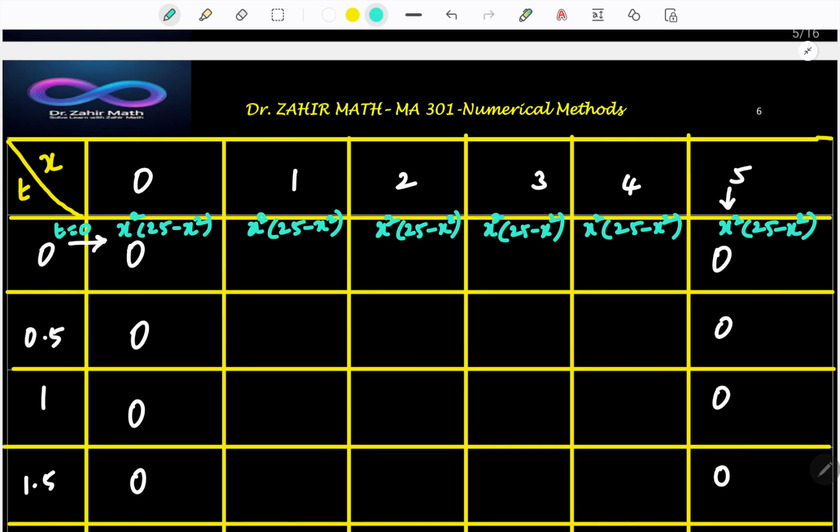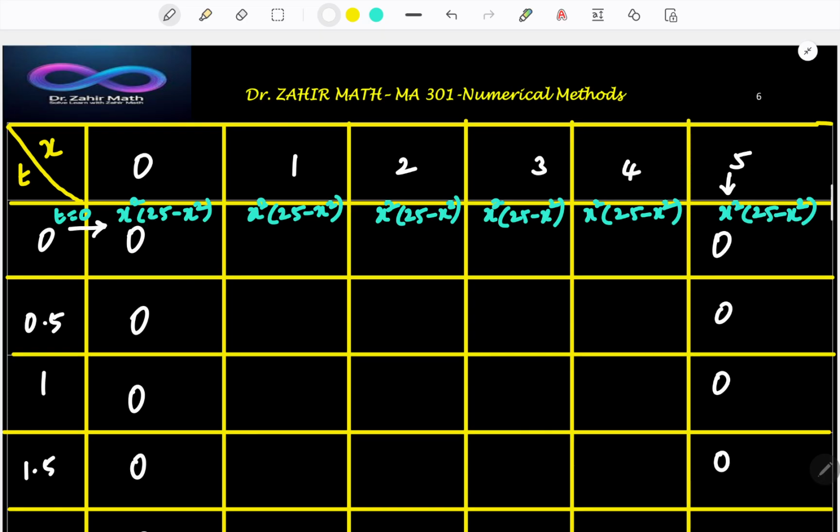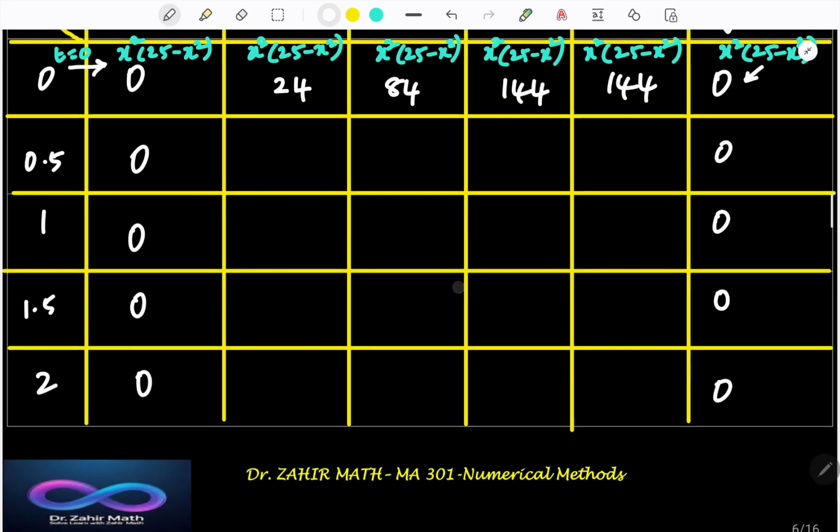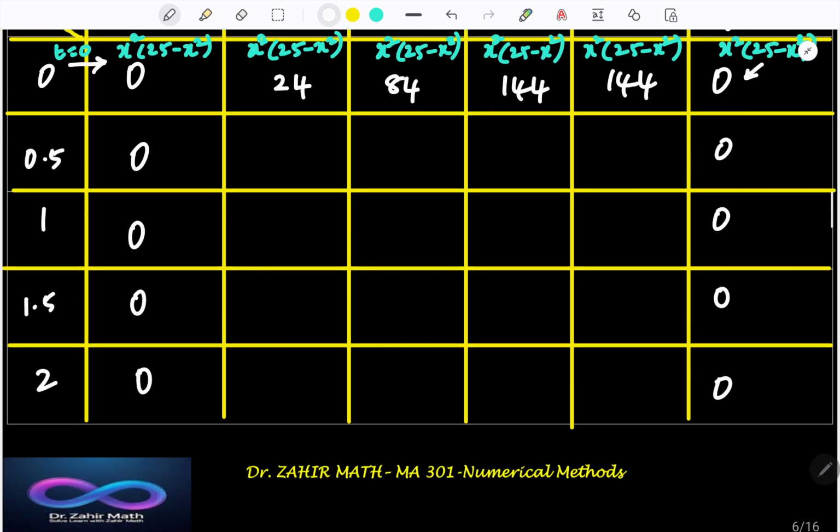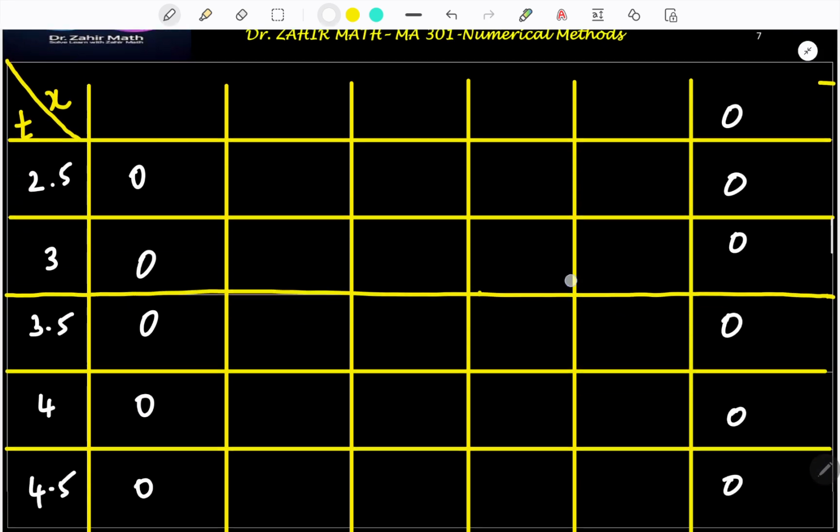Right. So now you're going to put x is equal to 0, x is equal to 1. When I put x is equal to 0, I get 0. When I put x is equal to 1, 1 times 25 minus 1, which is 24. X is equal to 2, 4 times 21, 84. X is equal to 3, 9 times 25 minus 9, which is 144. X is equal to 4, again 144. X is equal to 5, 25 minus 5 square is 0. So it becomes 0. Now you have to fill up all these remaining values.